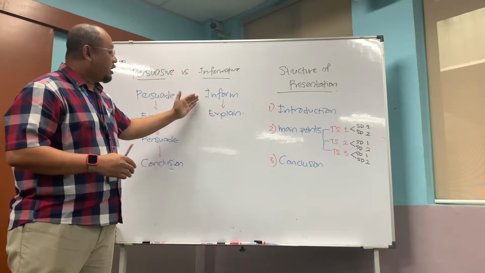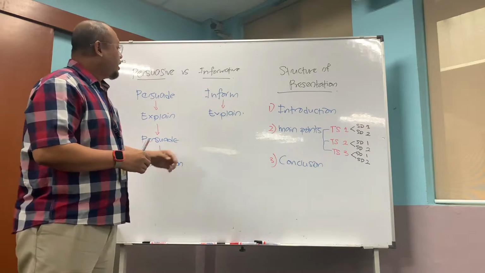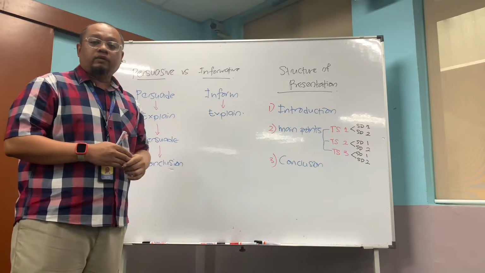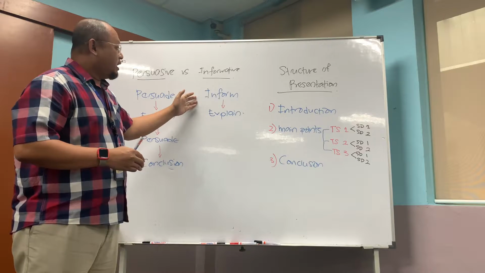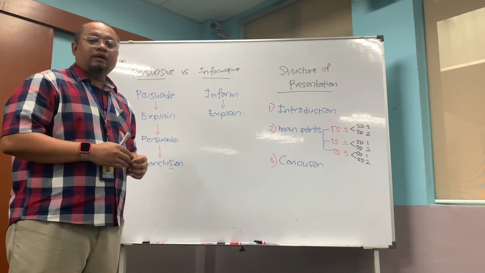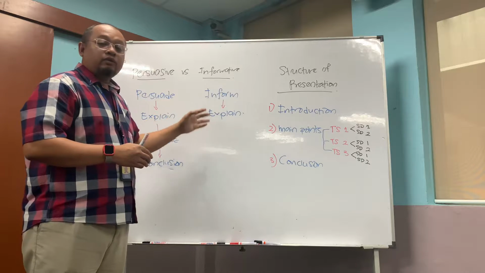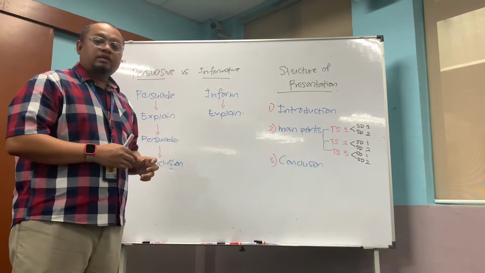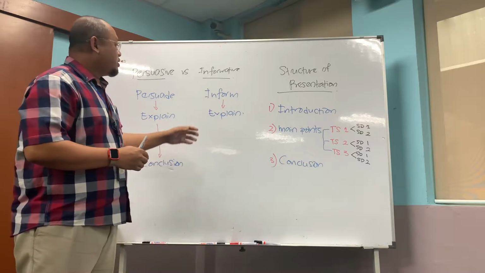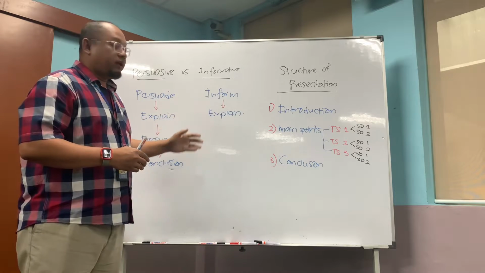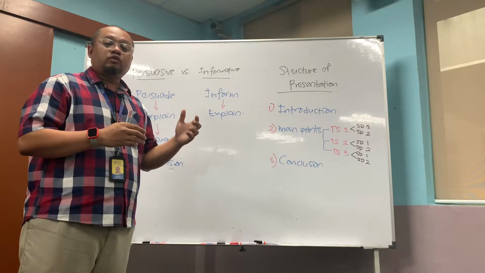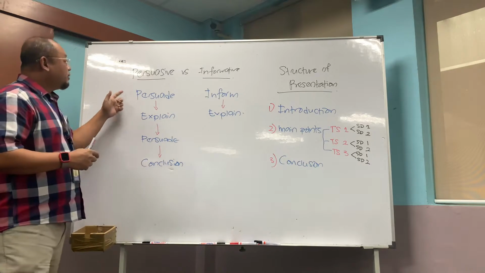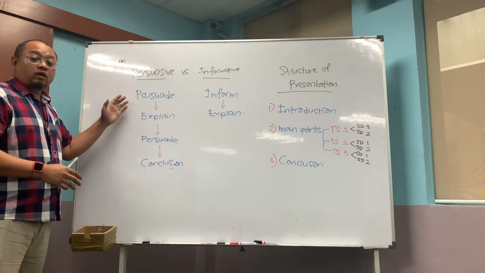For informative speech, there are only two levels involved, whereby the first part is to inform, and then you explain what you are going to inform. For example, let's say you're going to present to other people on how to change a flat tire. In this context, you just inform and then explain to your audiences the steps they need to do in order to change a flat tire.